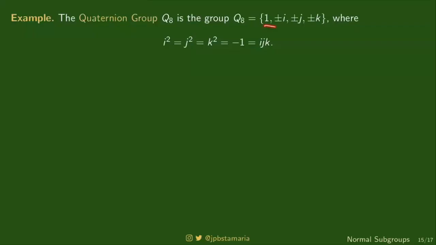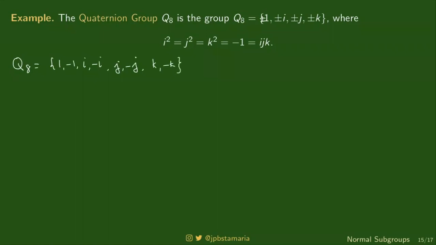Tapos, sinasama natin yung mga negatives nila. So, 8 yan lahat. Ay, sorry, may mali si sir. Yung 1 may plus minus 1 din. Okay? I forgot to put that plus minus sign before 1. So si Q8: 1, -1, I, negative I, J, minus J, K, minus K.